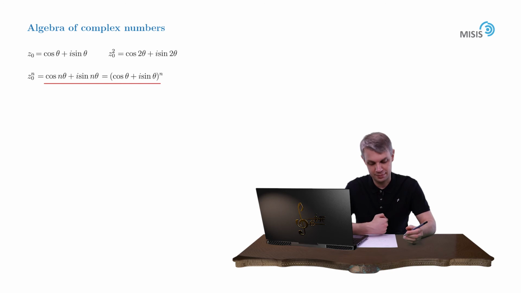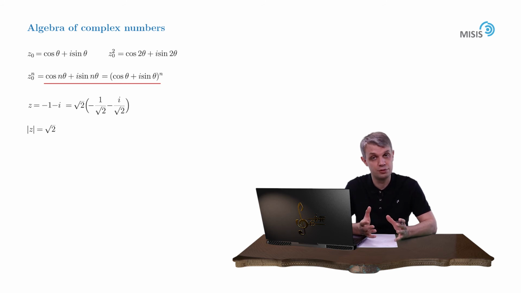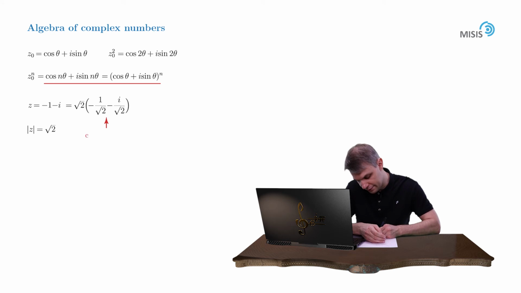Now let's consider one more example. Let's find the trigonometric representation of the following complex number, minus 1 minus i. Well, first of all, its modulus is equal to square root of 2. Now we factor out this modulus to obtain in the braces minus 1 over square root of 2 minus i over square root of 2. And this expression in the brackets is, according to our trigonometric representation, equal to cosine phi plus i sine phi.